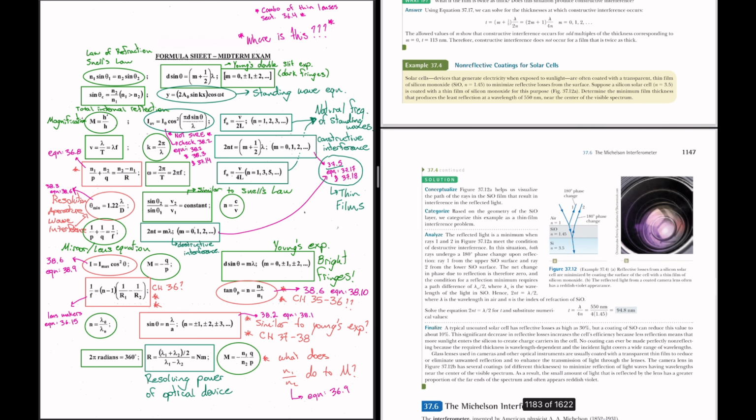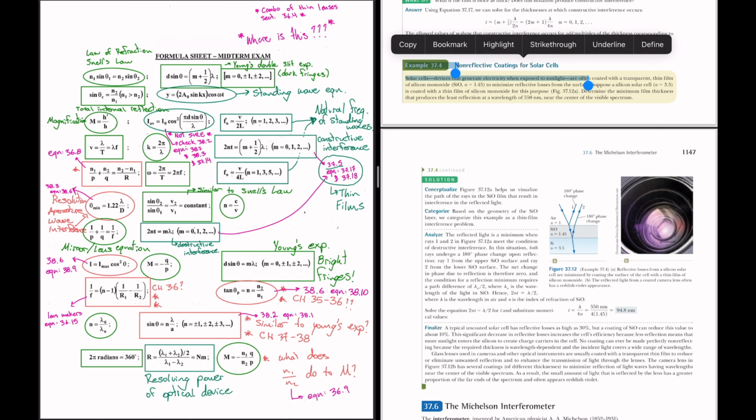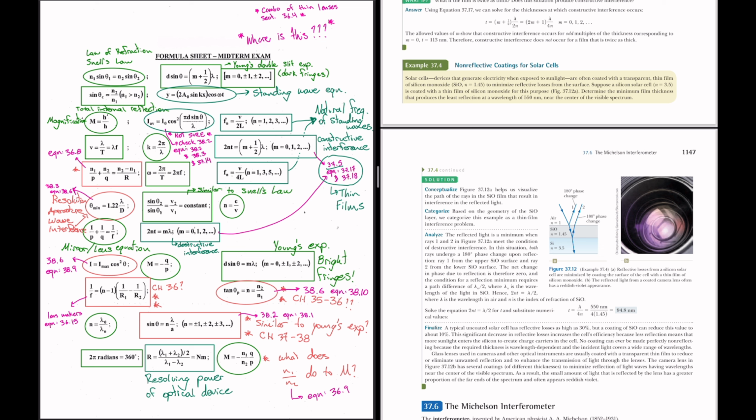And also there's another one here related to non-reflective coatings of solar cells. These are just the examples done in the book. I don't want to do them right now because the goal of this video is the equation sheet. So that being said, we are good with those equations. Equation sheet is looking about 60-75% green. And if we're okay with that, I'm going to move forward.